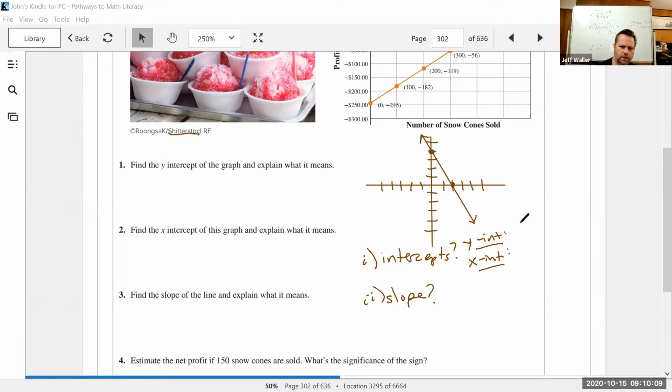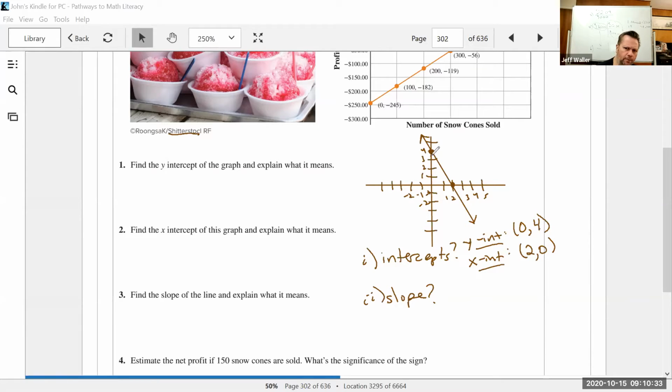So let me ask you guys, what's the y-intercept? 0, 4. Yes. So the y-intercept is 0, 4. And the x-intercept? 2, 0. 2, 0. Kick ass.